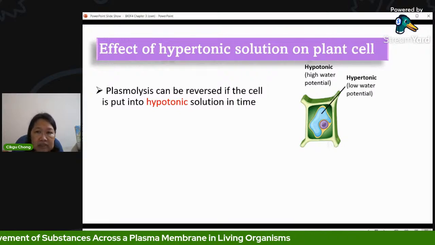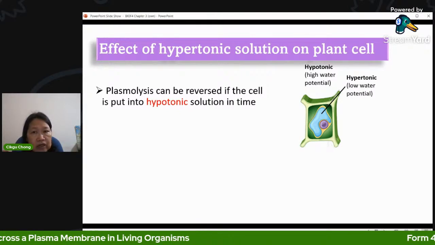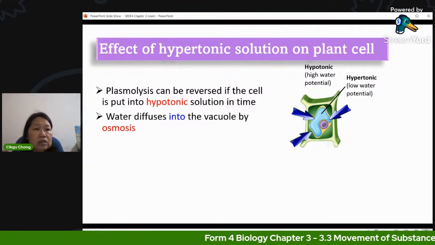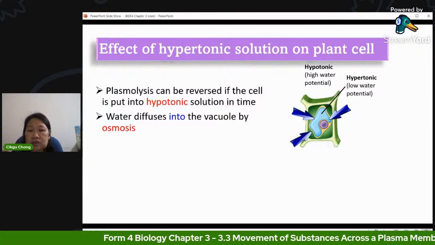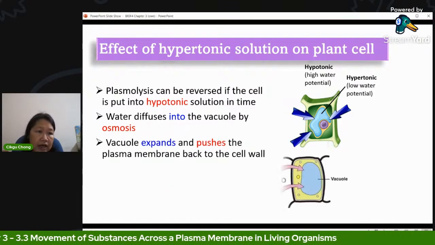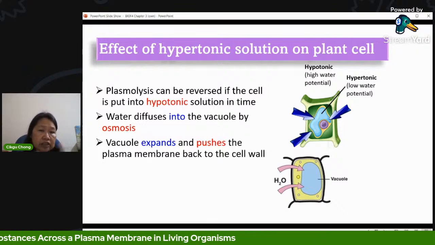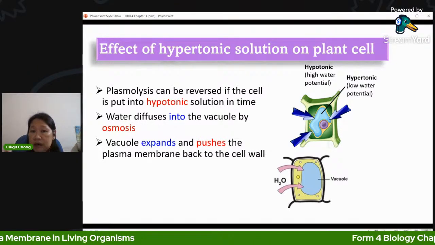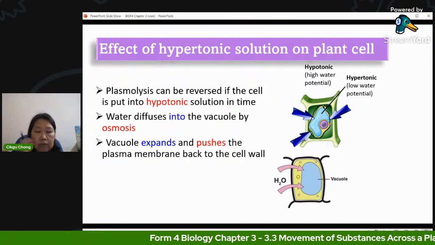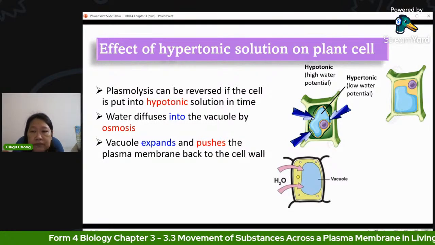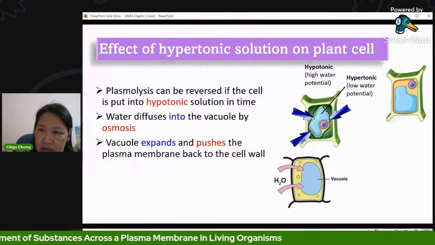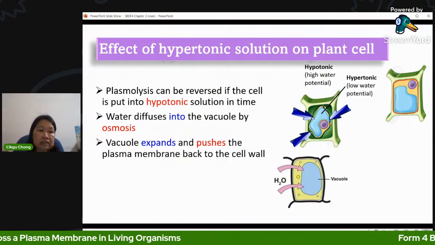So if you compare, the outside is hypotonic, and the inside is hypertonic because there's still salt inside there. So water will diffuse into the vacuole by osmosis. You reverse it, you put it into hypotonic, water now goes back inside, and then the vacuole will expand. It will expand and push the plasma membrane back to the cell wall. So you will not see this line anymore. The cell will look like it goes back to normal. The plasma membrane will be pressed against the cell wall.